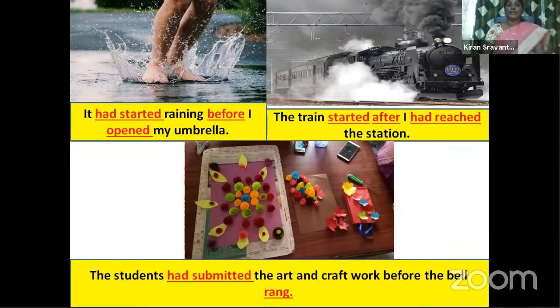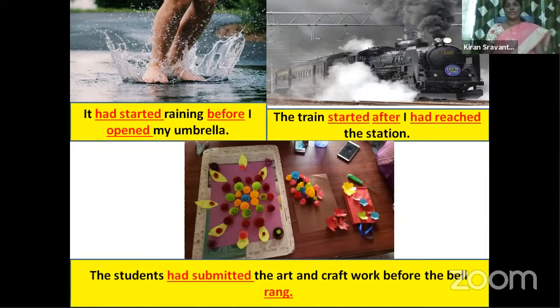It had started raining. So that means the action of rain took place at first, and later the opening of the umbrella, that action took place. So it had started raining before I opened my umbrella. And coming to the next picture, the second picture, the train started. The train started. So that was the completed action.